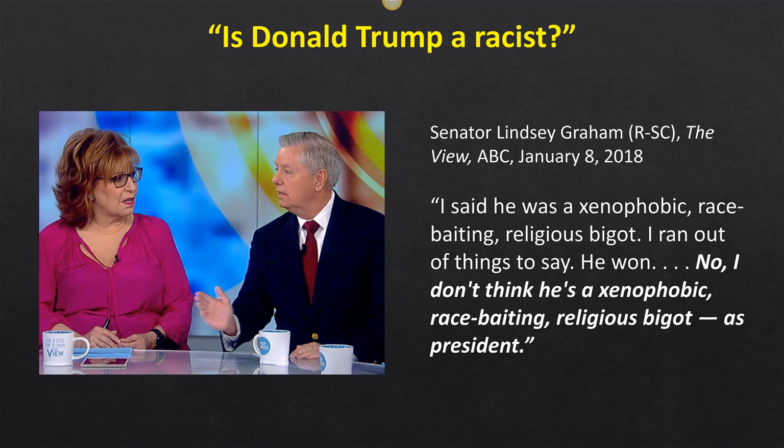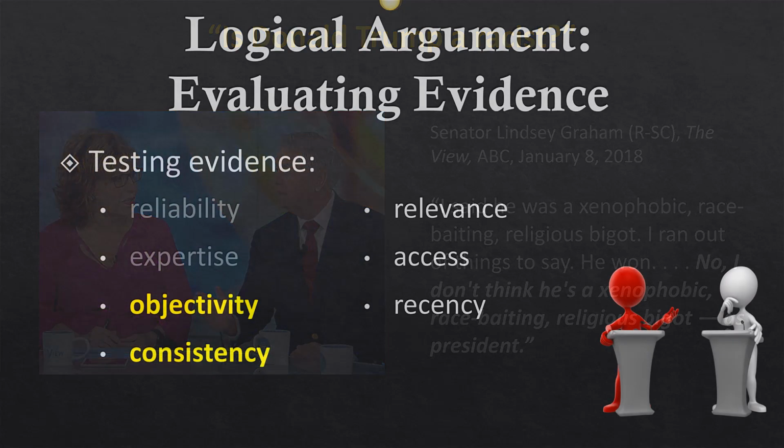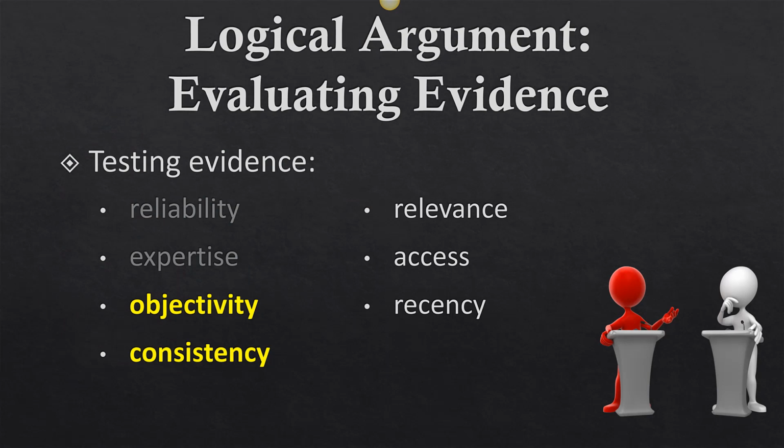Okay, so we've looked at external and internal consistency and seen why it's important. Now we have a better understanding of two more standards for testing the quality of evidence in our arguments: the test of objectivity and the test of consistency. In the final segment in our discussion on evaluating evidence, we'll look at the final three tests that Inch and Tudor discuss: relevance, access, and recency.